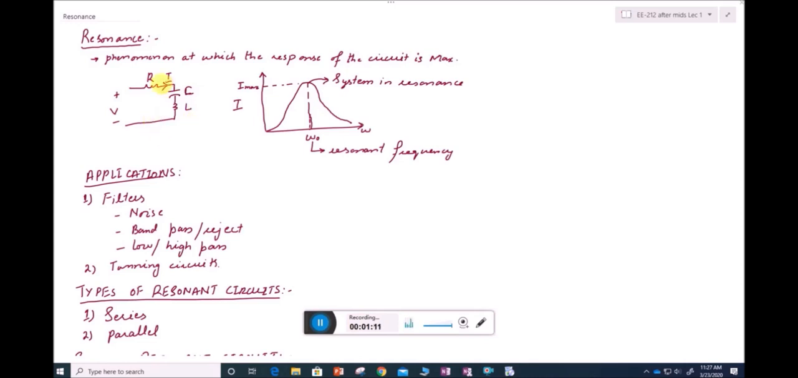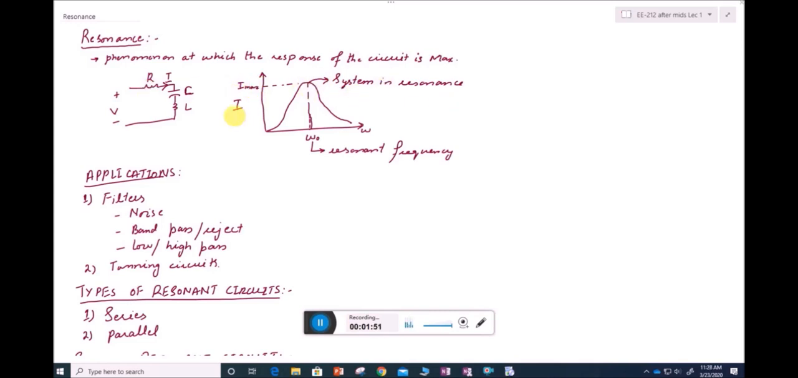Now if I had to maximize this current with the changing frequency, there will be a certain frequency at which the I will become I maximum, and that frequency is known as resonant frequency, and that particular instant at which the I becomes I maximum, the system is said to be in resonance.